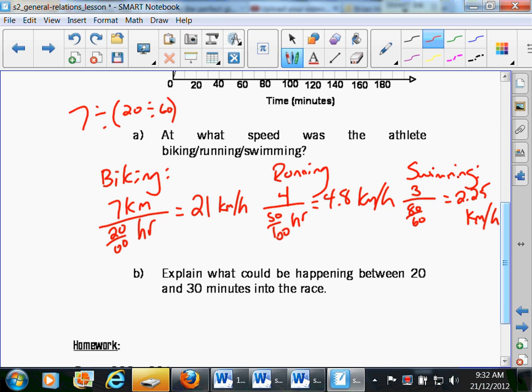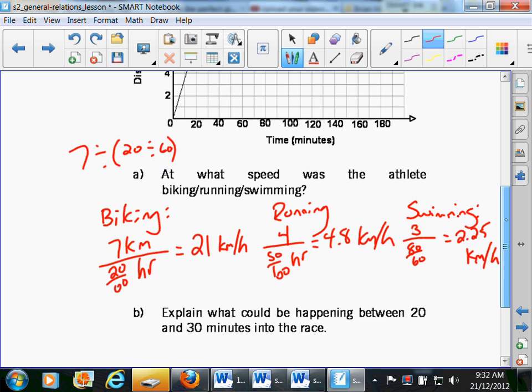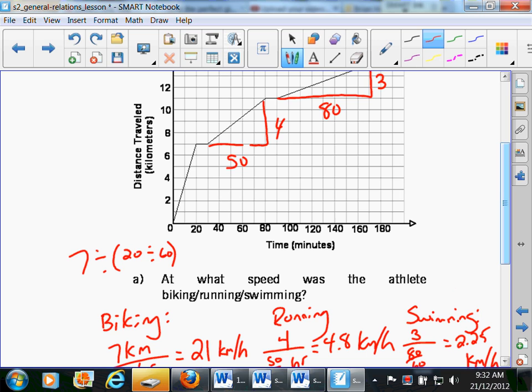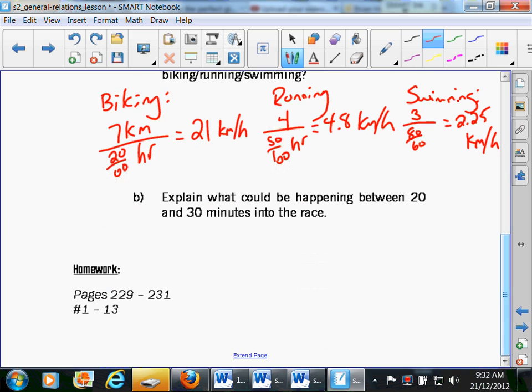Now what we can do is take a look at part B, explain what could be happening between 20 and 30 minutes into the race. So what could be happening between 20 and 30 minutes into the race? Well, it could be a break, but what else also is happening? They're transitioning from what? Yeah, so he's probably getting off his bike and getting ready to run, right? More specifically than just taking a break, he's getting off his bike. Because in a race, you don't really take a break. So getting off his bike and getting ready to run.